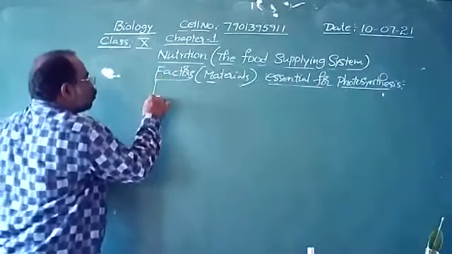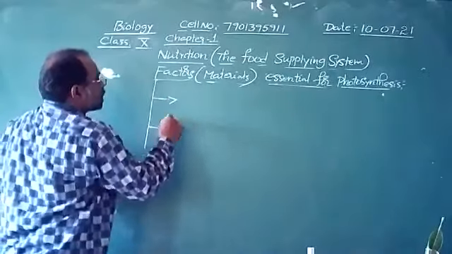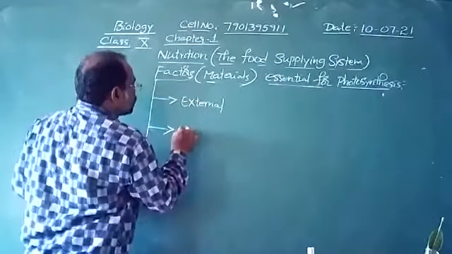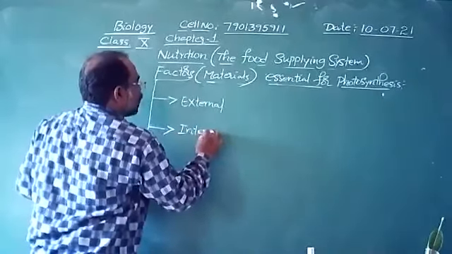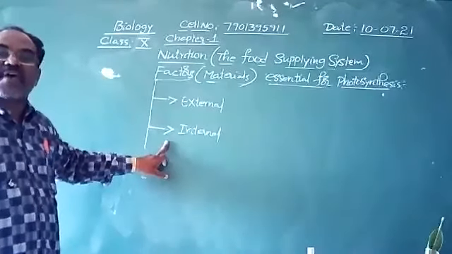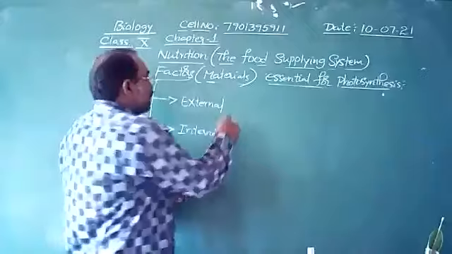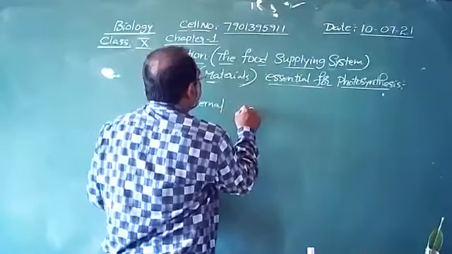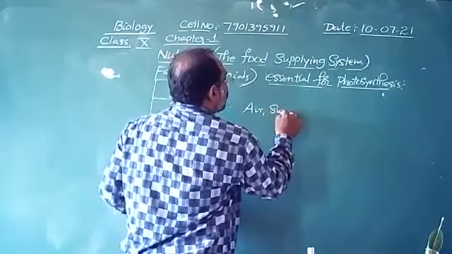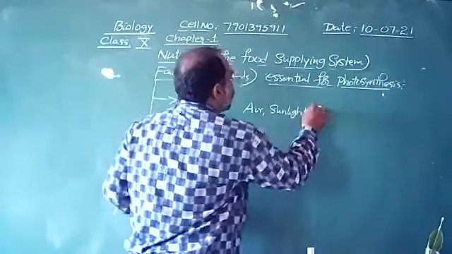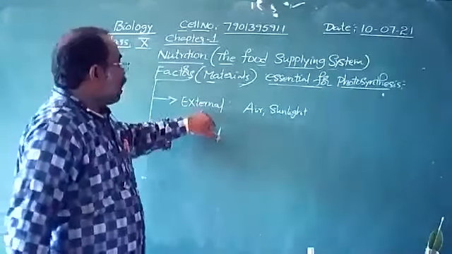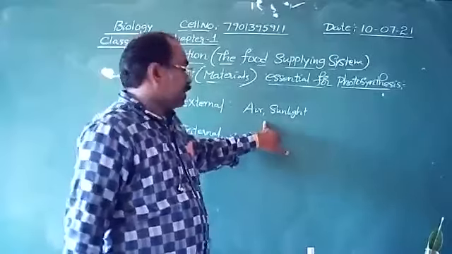Factors consist of two types: external factors and internal factors. External factors are like air and sunlight. External means outside.